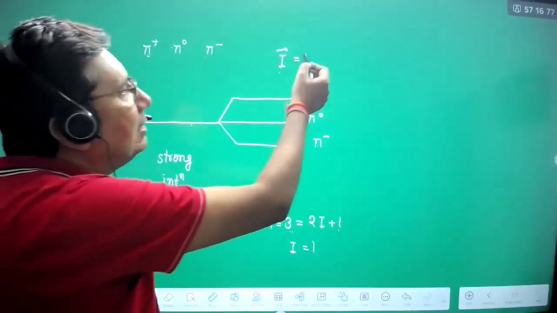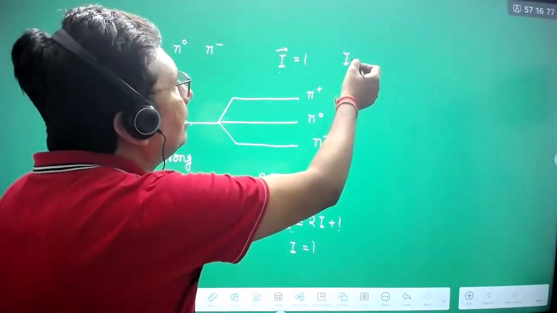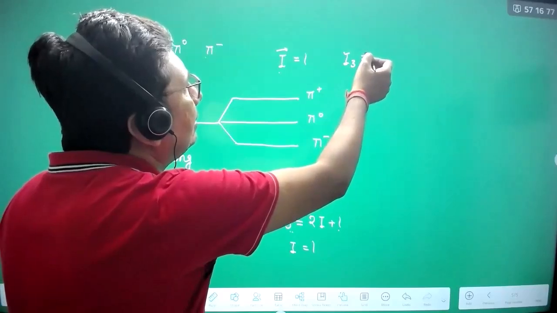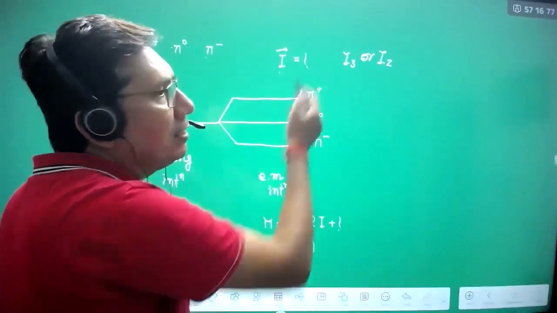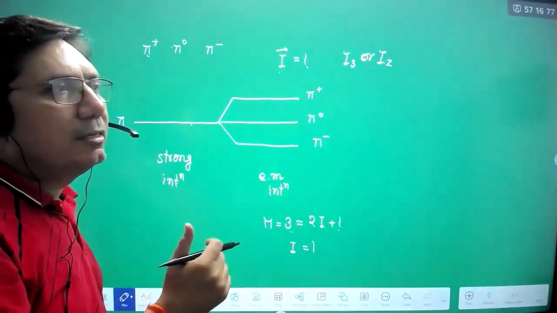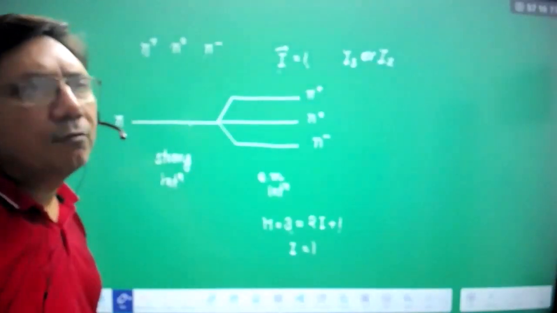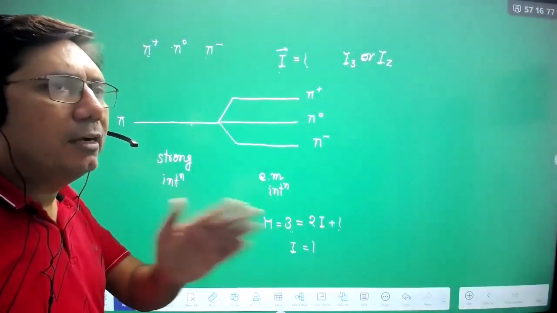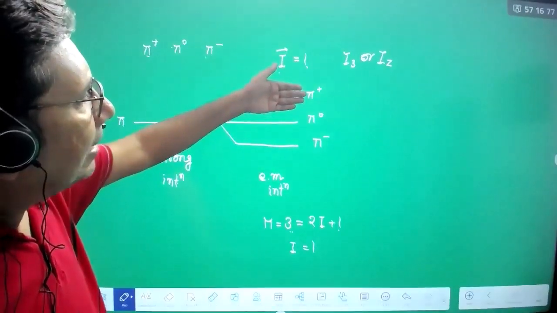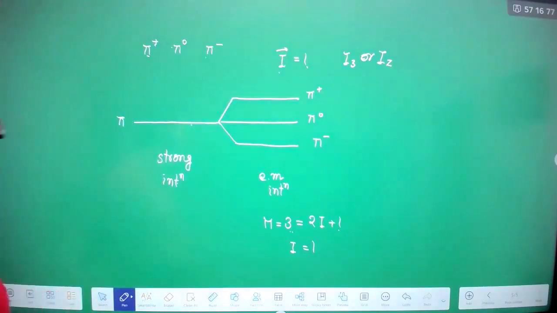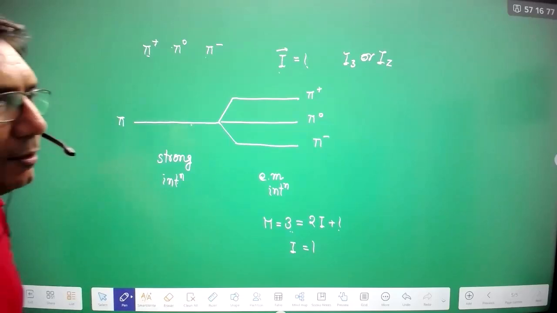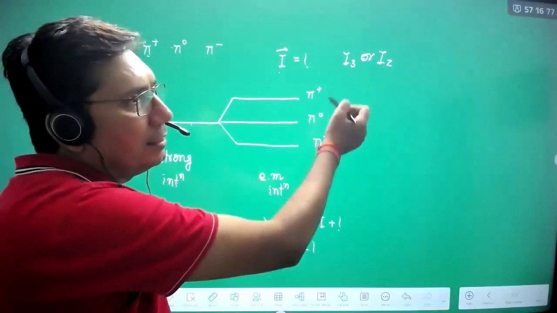Next, if I is 1, then what will be I3 or IZ? You can write it as I3 or IZ; both are used. So for I equal to 1, it will start from +1, 0, and -1. There will be three possibilities. Now the question is, these three states will be represented by three different I3 numbers. So to denote them separately, you have to give a new number, that is I3 or IZ.